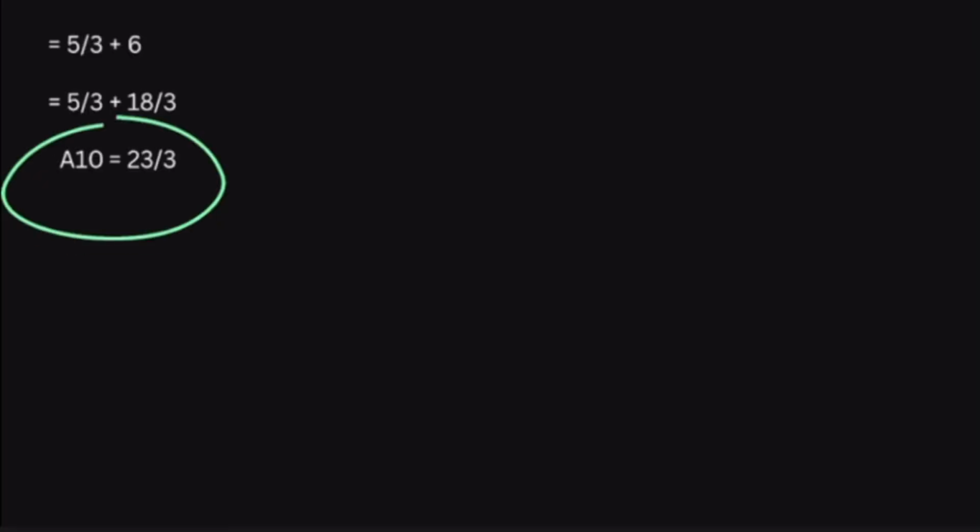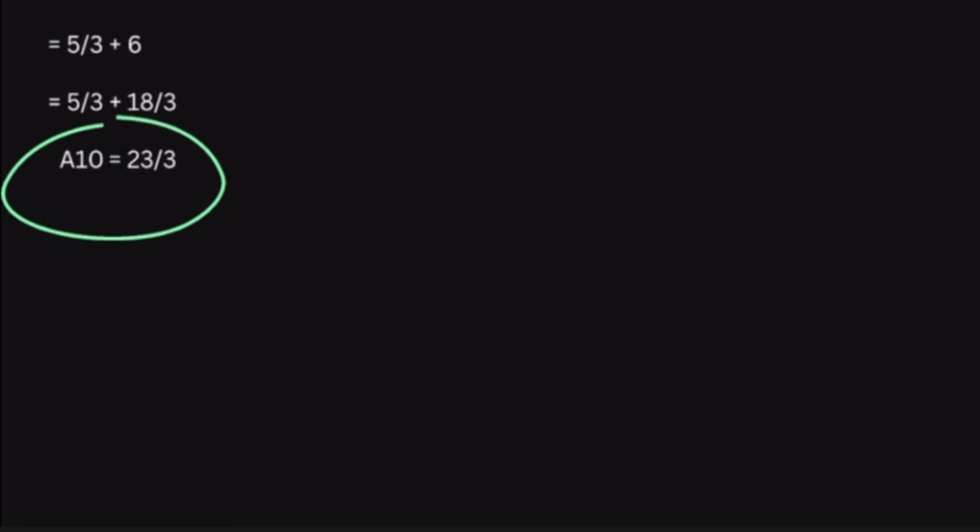Now, we want the 6 to be in fraction form. So, it's going to be 18/3, since 18 divided by 3 is 6. Now, 5/3 plus 18/3 is equal to 23/3. Now, for the 10th term of the harmonic sequence, we will return 23/3 to the original form, which is 3/23. So that is the 10th term of the harmonic sequence.